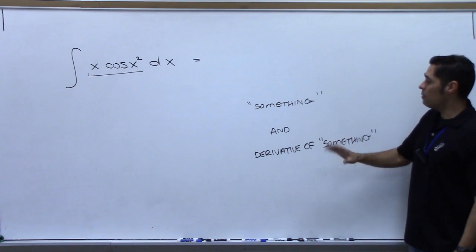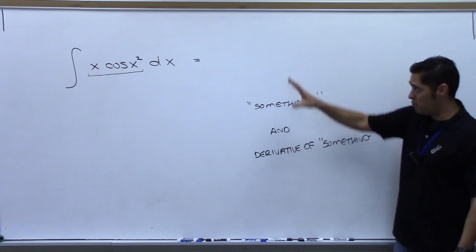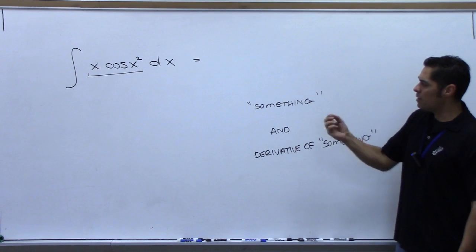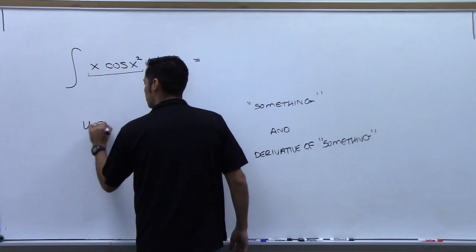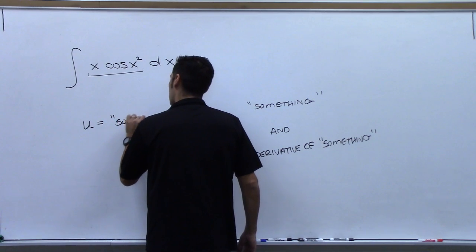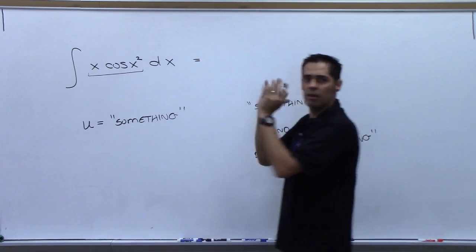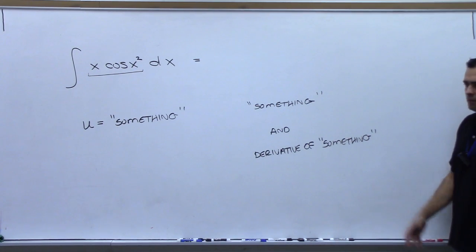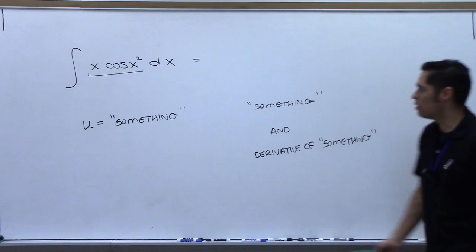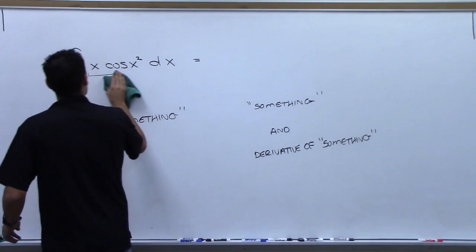Once we've determined what this something is and what its derivative is, and then we see them both up there, we're going to make a substitution. And the substitution we're going to use is u is equal to that something. And then once we have that, we're going to go to town. And I'm going to show you how it works. Got it? That's the method. You'll start to pick it up as we do more examples. So let's do this one right here.